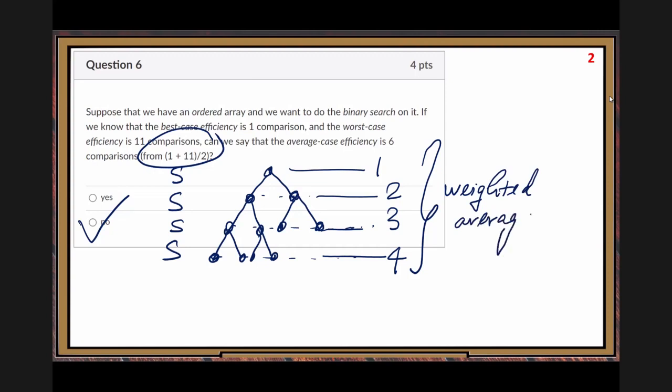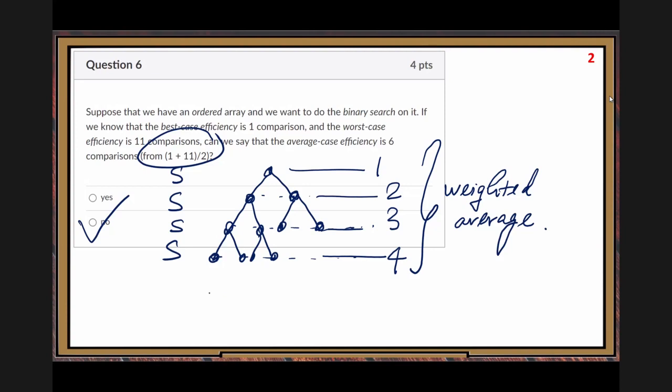And for the weighted average, you need to choose appropriate weights. Different levels have different weights. So you choose the number of nodes as the weight. Number of nodes over the total. So here you may ask me, what's the meaning of weight?